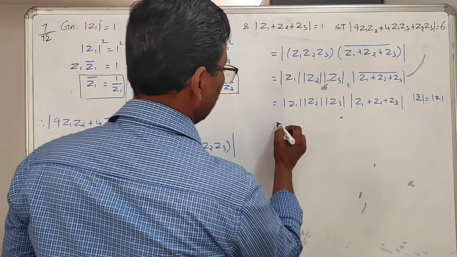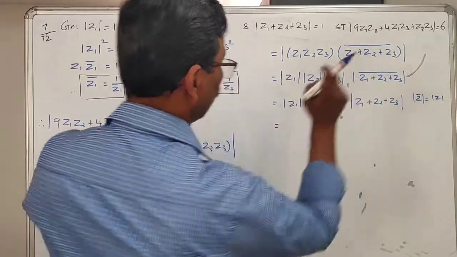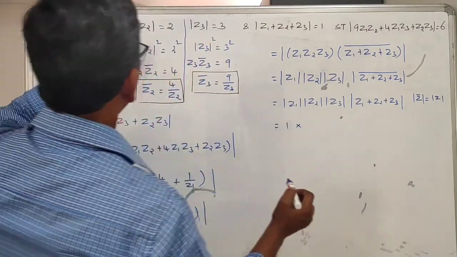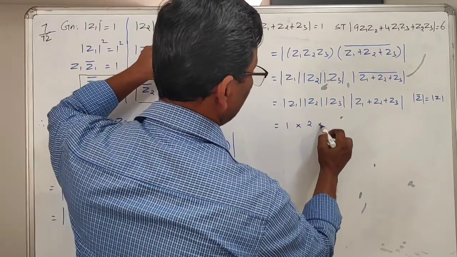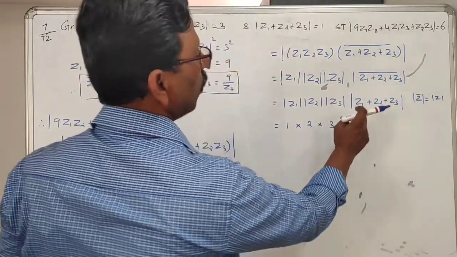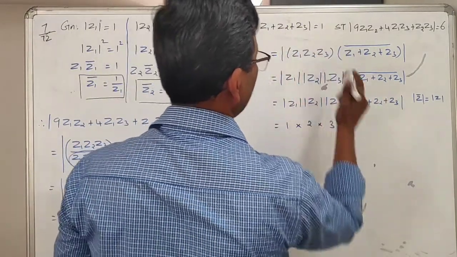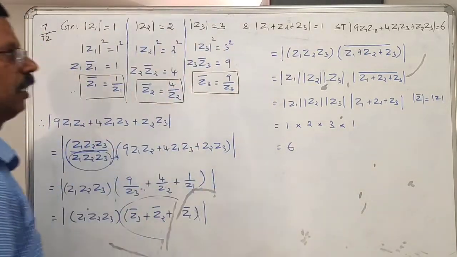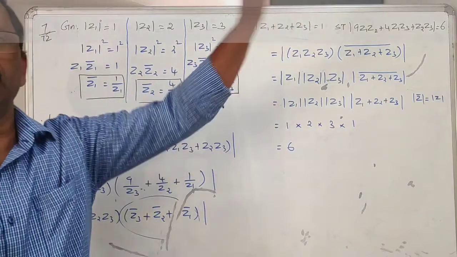Now we know very well the values of these four terms. What is modulus Z1? 1, into. What is modulus Z2? 2, into. What is modulus Z3? 3, into. What is modulus of Z1 plus Z2 plus Z3? Equal to 1. Now if you multiply, you will be getting 6. That's all. We have proved this is equal to 6.